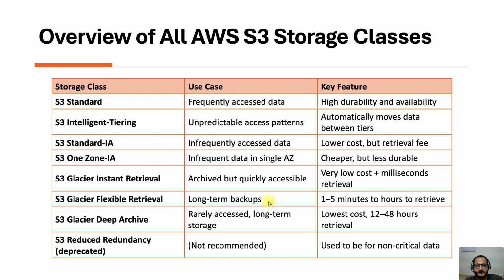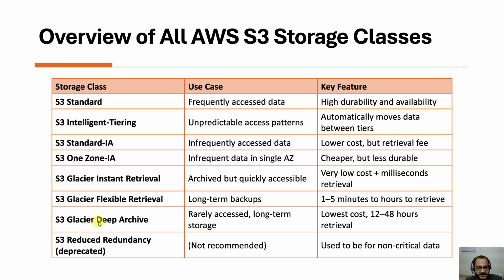If you are going to use it for long-term backup purposes, you can use the S3 Glacier Flexible Retrieval class. Here the data retrieval will take from 1 to 5 minutes up to hours. Basically, the data retrieval time will be higher.